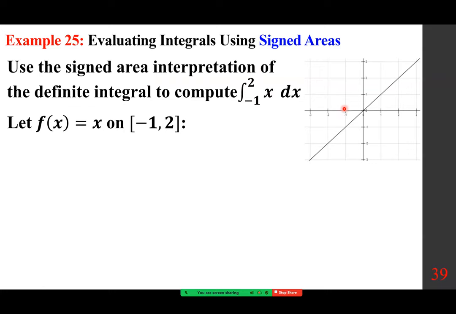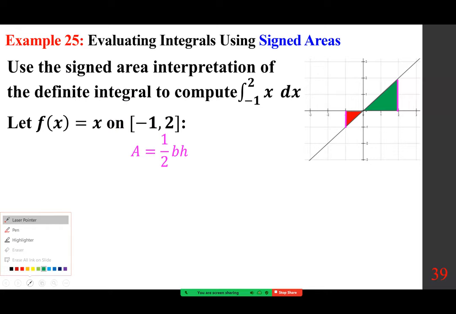We want to go from negative 1 to positive 2. That means we want this area, and we want this area. The difference is the answer. To find the difference of the areas, each one is a triangular shape, so we can use the formula A is 1/2 base times the height.